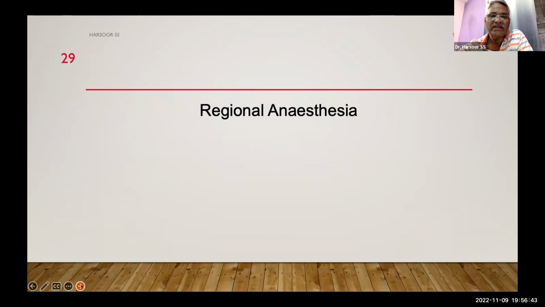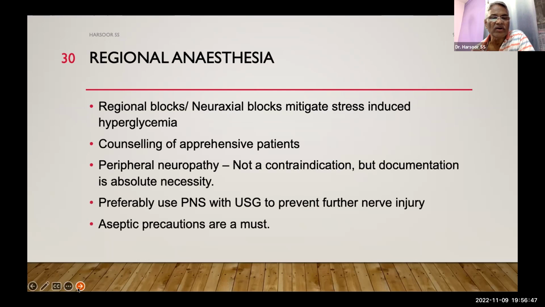Can we use regional anesthesia? The answer is yes, because the regional blocks or the neuraxial blocks mitigate the stress-induced hyperglycemia. Definitely, that is one answer. And if the patients are apprehensive with regard to regional anesthesia, thorough counseling is very, very beneficial.